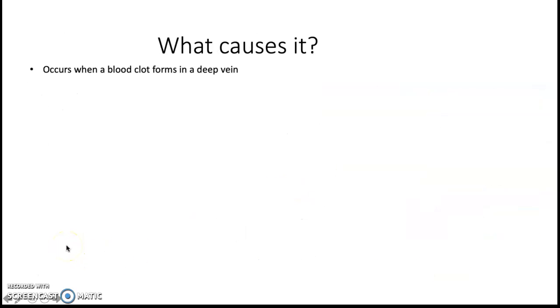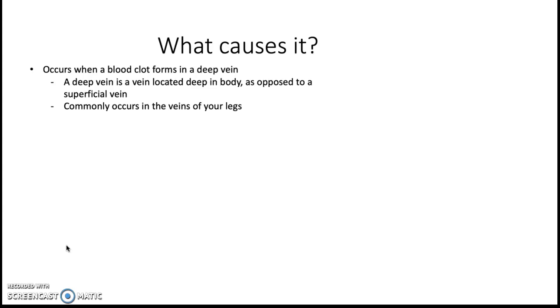So what causes deep vein thrombosis? Deep vein thrombosis occurs when a blood clot forms in a deep vein. A deep vein is a vein that's located deep in your body, farther away from the surface of your body, as opposed to a superficial vein, which is a vein located closer to the surface of your body. This commonly occurs in the veins of your legs.